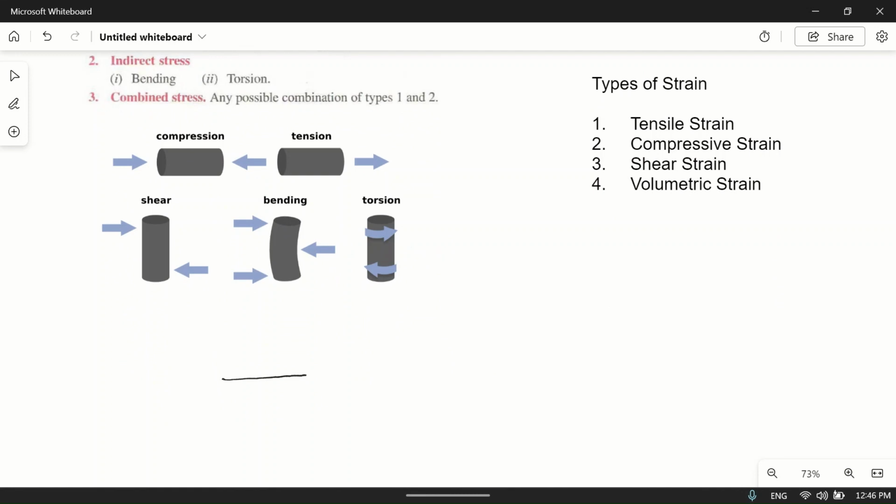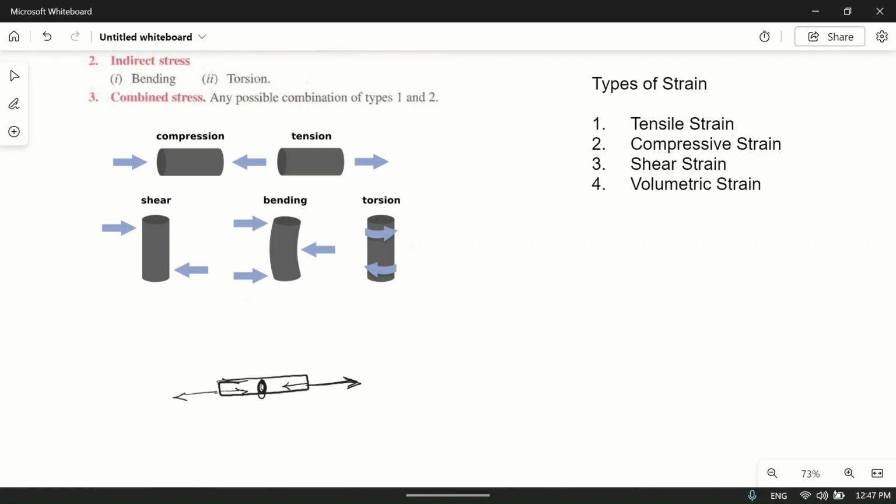So suppose this is a member, and suppose we are applying a pull in both directions. Then the material, suppose this is made of iron. If you pull it from both sides, then it will not easily elongate because it will offer some resistance. Suppose this is the material. If you are pulling in this direction, then the material will try to pull back in the opposite direction. So the internal resistance offered by the material against the applied force is called the stress.